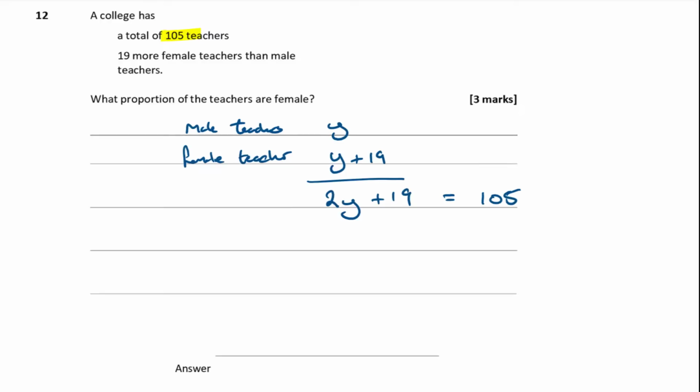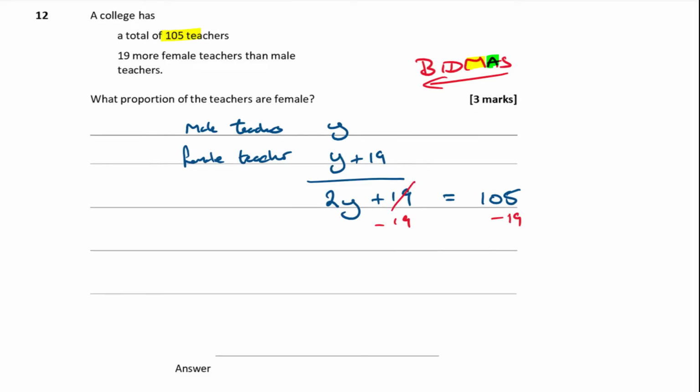I want to try and get Y by itself. I'm taking Y, I'm timesing it by 2 and adding 19. So BIDMAS, if I was working that out, I would do the multiplication first, and then I would do the addition if I was working out what 2 lots of something plus 19 was. But when we're unwinding equations like this, we go through BIDMAS backwards. So we're going to deal with the addition first. The opposite of addition is subtraction, so I'm going to take away 19 from both sides.